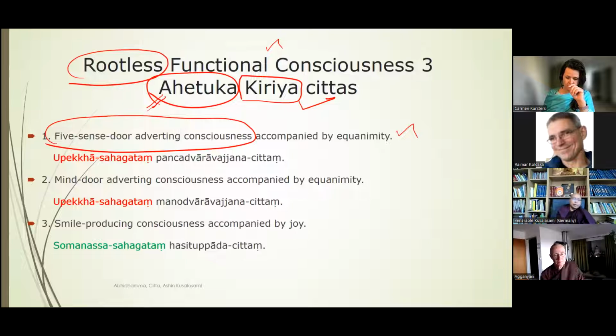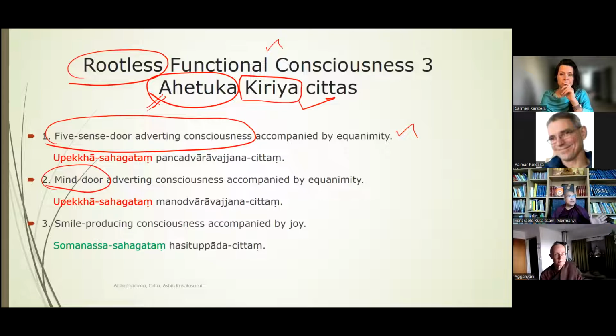Let me go to the next one, and then I will give you an example. Mind door adverting consciousness. There are five sense doors, and another door is the mind door. That makes six doors. In Asian Indian meditation technique, these are the six sense doors. It's a meditation that is also very popular in Western countries, so let's talk about it later. Here they are all together six sense doors: five sense doors and the mind door.